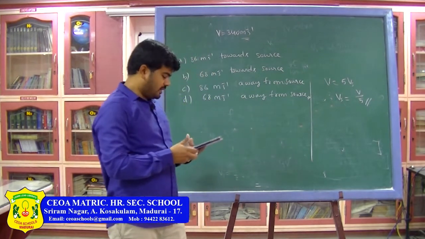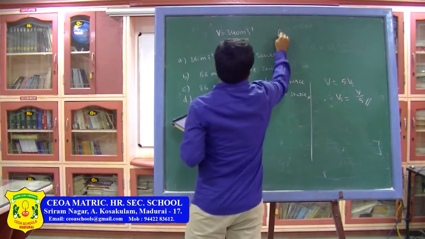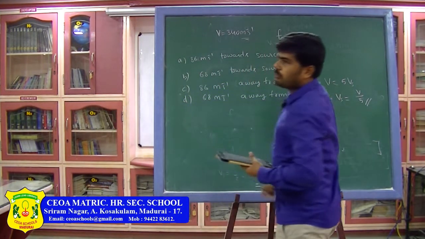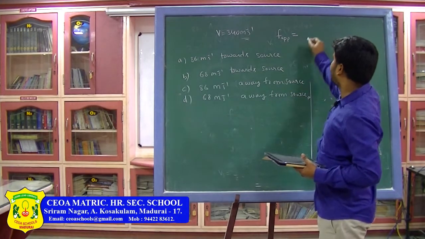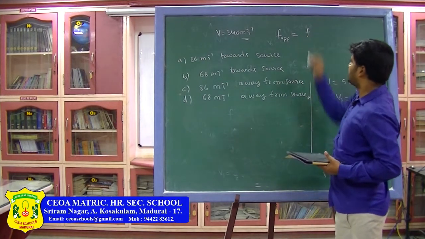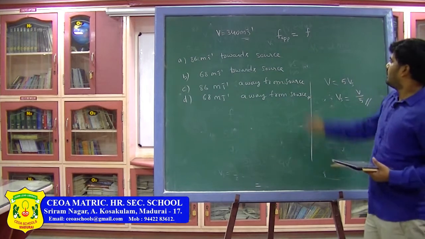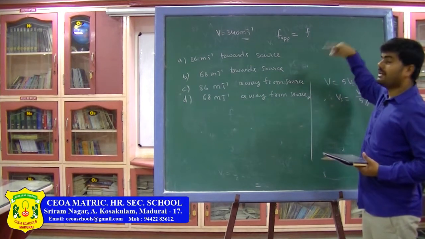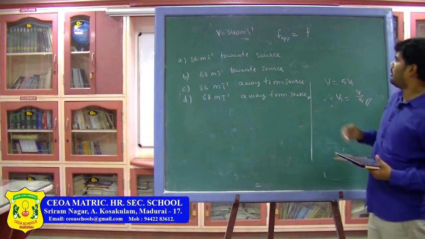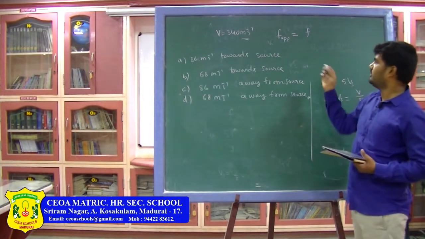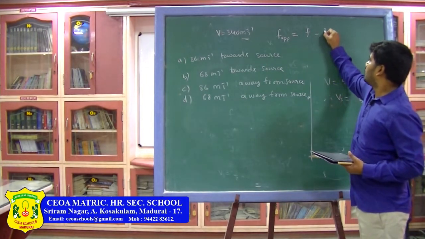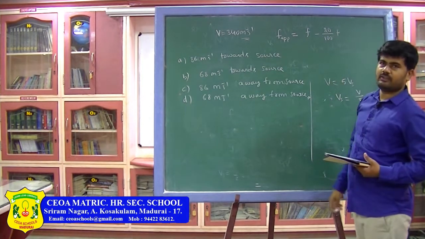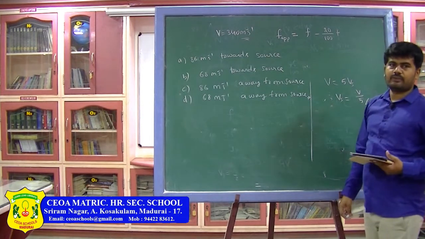So, the given data is that the apparent frequency received by the observer is reduced by 20%. If f is the actual frequency of the source, then the apparent frequency received by the observer is reduced by 20%. Remember, reduced by 20% in this case. So, f minus 20% means 20 by 100 times f. This is the apparent frequency value received by the observer.